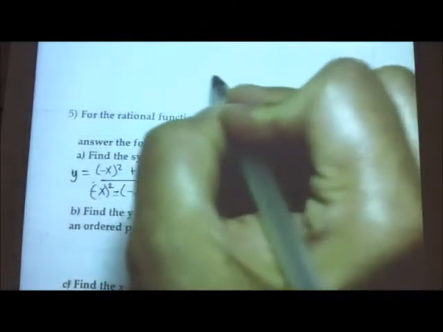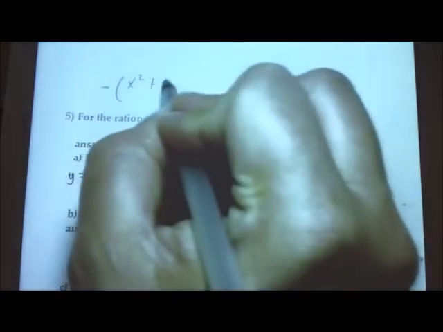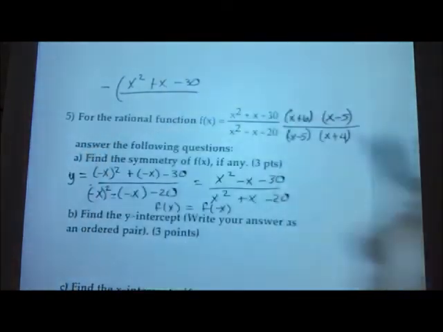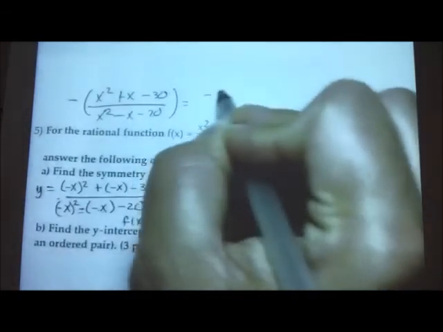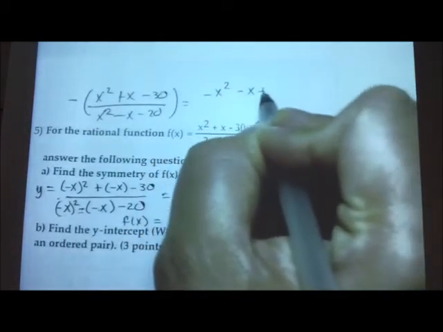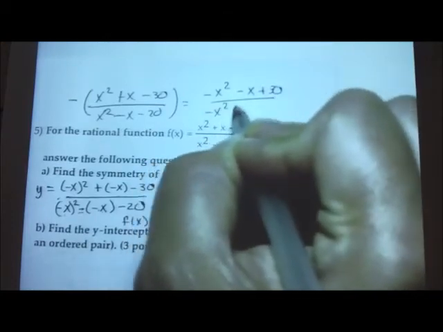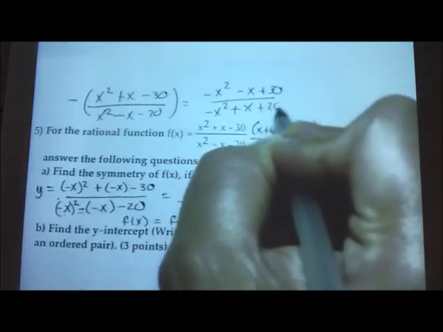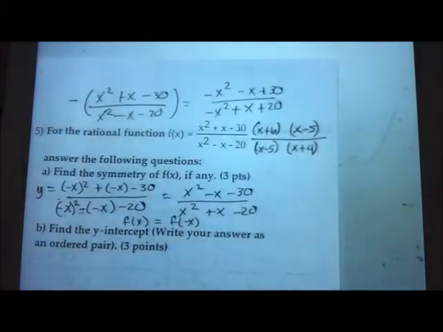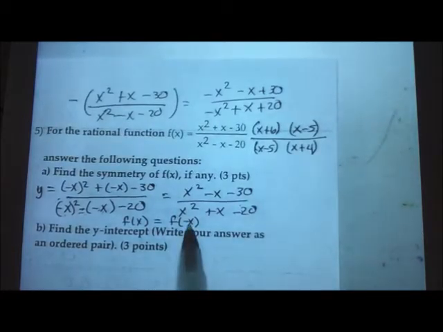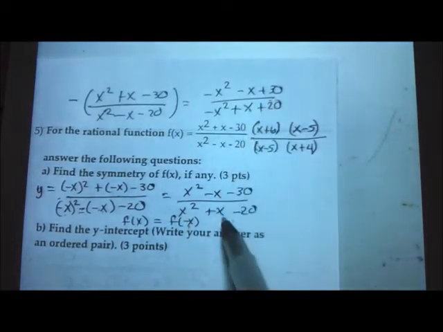Very good. So if I put a negative in front of the whole thing, x squared plus x minus 30 over x squared minus x minus 20, this becomes negative x squared minus x plus 30 over negative x squared plus x plus 20. So everything changes. That should be equal to the original. Are they the same?